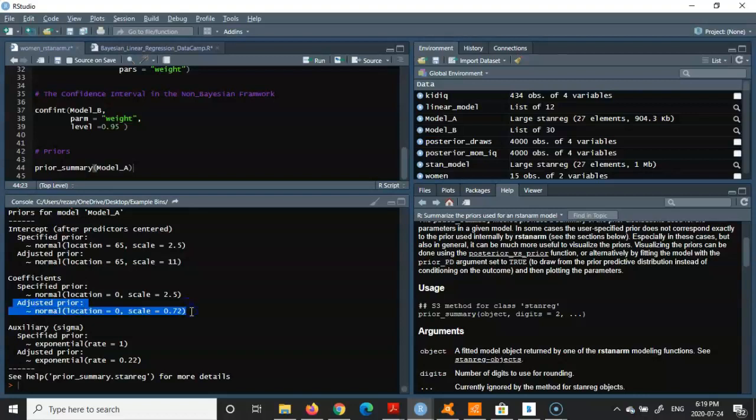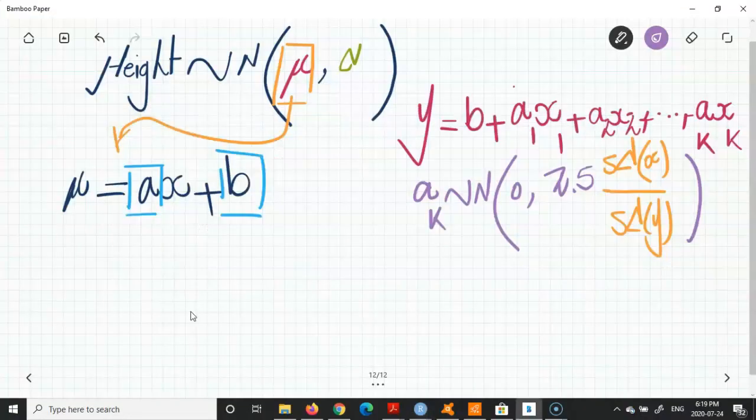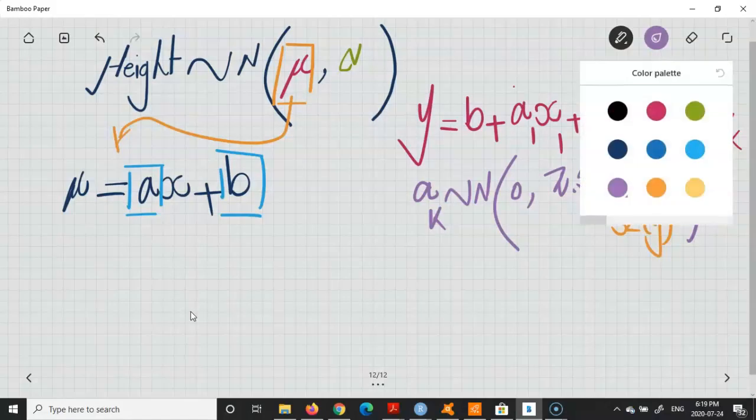However, you see that the adjusted prior, again, is a normal with the same location, which is 0, centered at 0. However, the scale is 0.72. How the scale has been changed is the thing we can talk about right now.